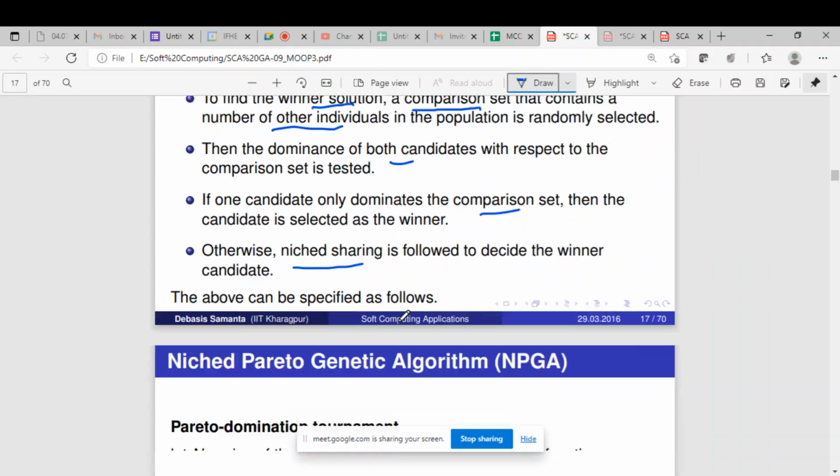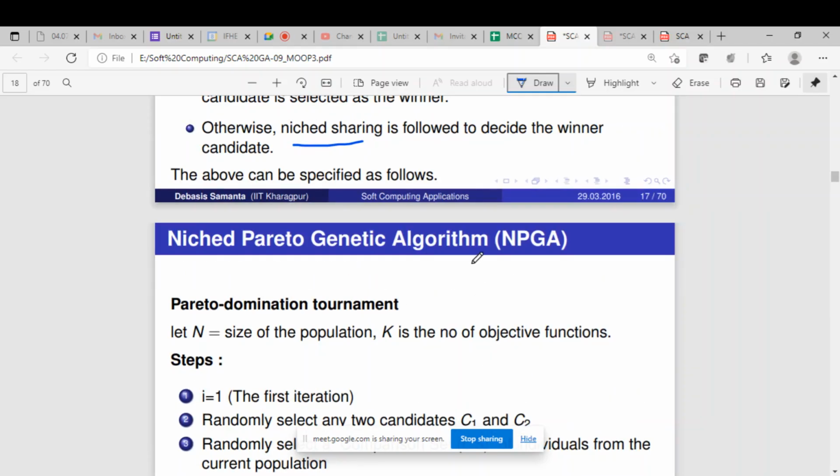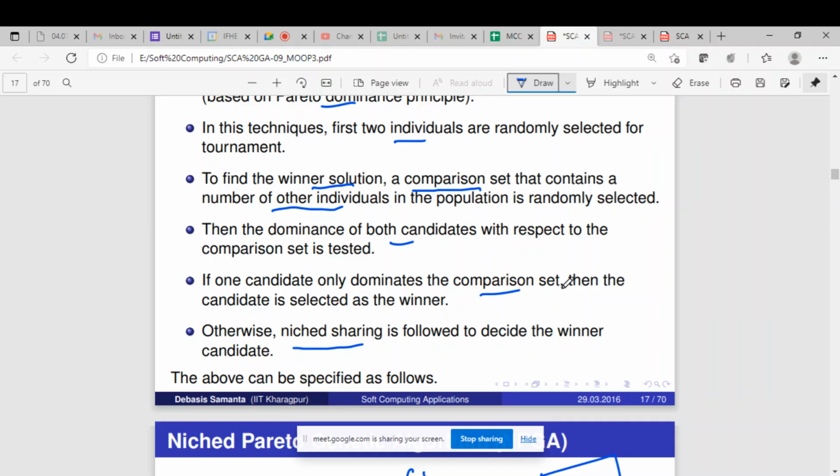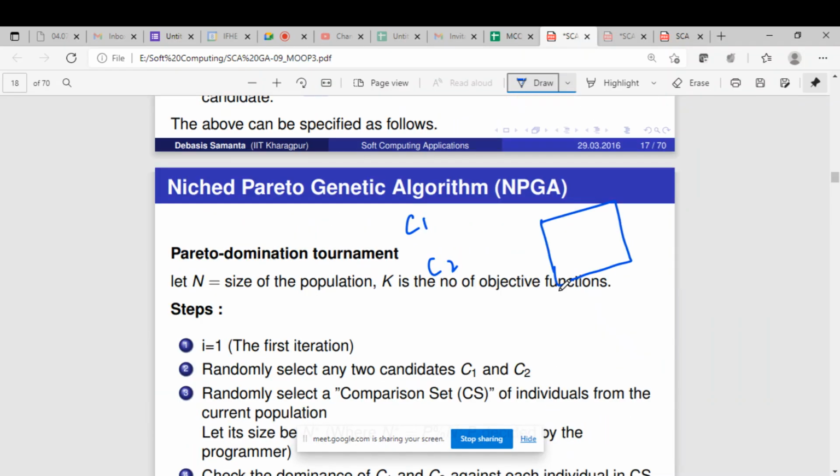Okay. So I'll explain this. The algorithm says select two individuals. Let us assume these two individuals are C1 and C2. Then you form a comparison set by identifying some n individuals. You identify n individuals, and with that you create a comparison set. So the comparison set contains some individuals, say I1, I2 up to IN. Now the algorithm says you check whether C1 is dominating everybody in this comparison set or not.